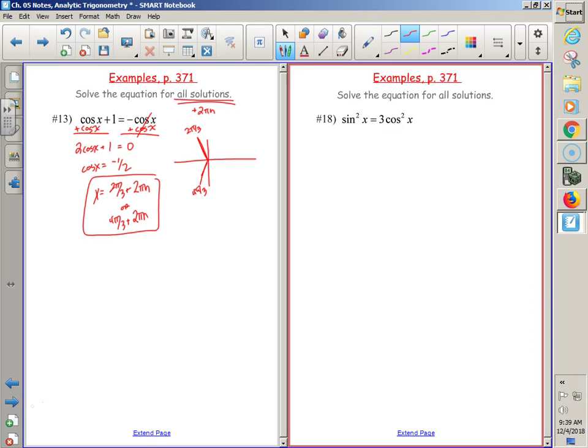1 minus cosine squared? Okay, using a Pythagorean property. So I can change this to 1 minus cosine squared equals 3 cosine squared. Couldn't I get the cosine squareds together by addition? 1 equals 4 cosine squared. Then couldn't I say 1/4, plus or minus square root, would equal cosine? Doesn't that mean cosine equals plus or minus? Isn't the square root of 1, 1 and of 4, 2?